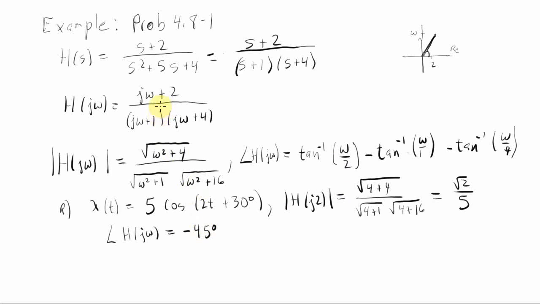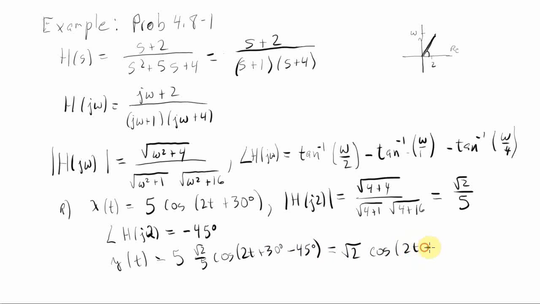Alternatively, if you've got a calculator that handles complex numbers, I can just substitute omega equal 2 into this expression and have the calculator show the result in polar or exponential form and get the magnitude and phase directly. But now I've got the magnitude response at this frequency of 2 radians per second and the corresponding phase angle. So the output is just the amplitude of the input times my magnitude response, square root of 2 over 5. And then I have, at the same frequency, the original phase angle plus the additional phase angle introduced by the system, which is minus 45 degrees. So I can write this in a slightly simpler form as square root of 2 cosine of 2t minus 15 degrees.